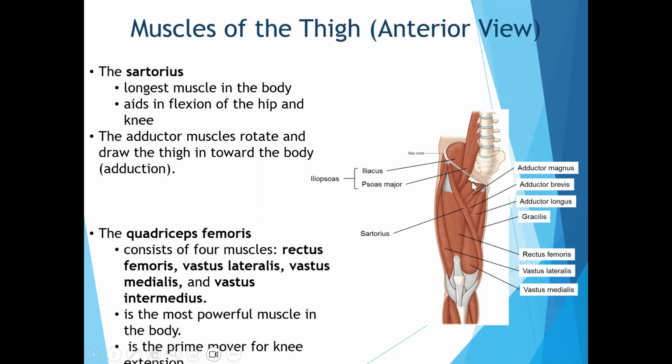You have the adductor group here that pulls your thighs in towards each other. And then here they have 3 out of the 4 quadriceps muscles labeled. So they're missing the vastus intermedius. But your quads are the main extender for your knee. They're the most powerful muscle in the body. So you should know that the quads are the most powerful muscle in the body. And they're called your quads because it's a group of four muscles that makes it up.